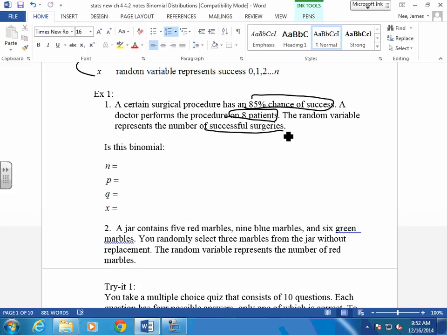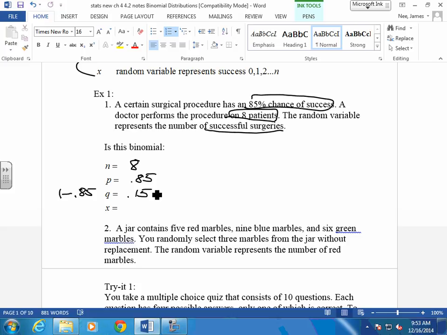8. It's being done on 8 patients. What's the probability of success? 85. We write that as 0.85. How do we get Q? Complement. Good. 1 minus 0.85. And X. Now, will either of these probabilities change with each surgery that we do? Do the probabilities stay fixed or do they change? They're fixed. Well, each surgery is independent of the one before it, right?